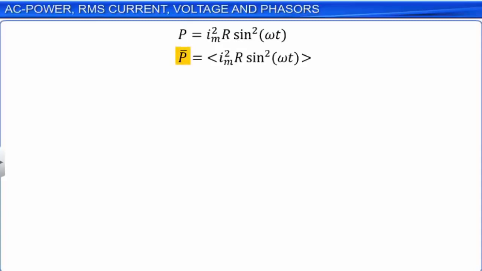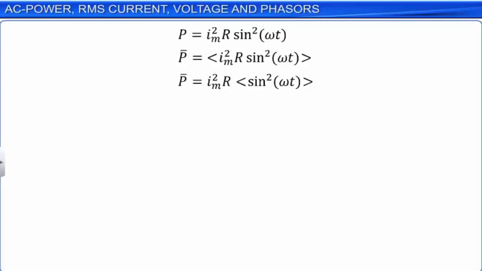Conventionally, an average of values is shown with the bar over the quantity symbol. The angular brackets denote the average of the quantity inside the brackets. As the quantities Im and R are both constant, we can take them out of the angular brackets while computing the average value of the expression. Now, we have to calculate the average value of sine squared omega t in order to compute the average value of the expression.